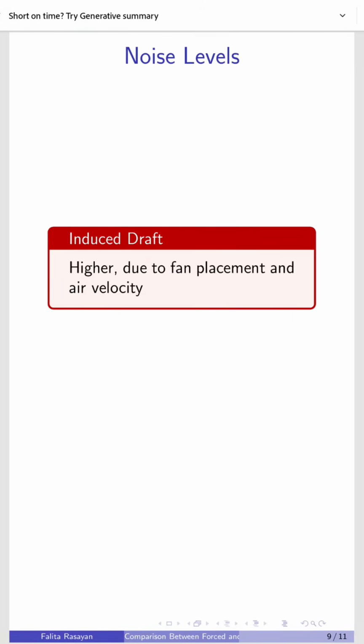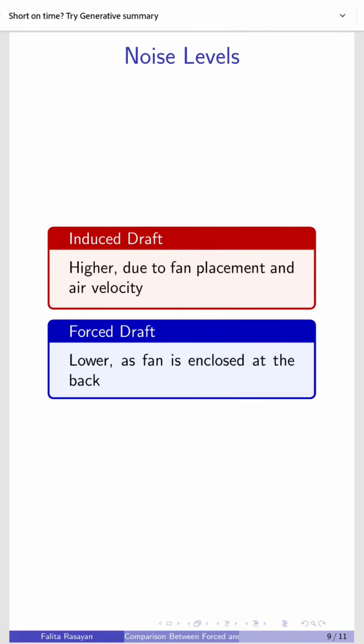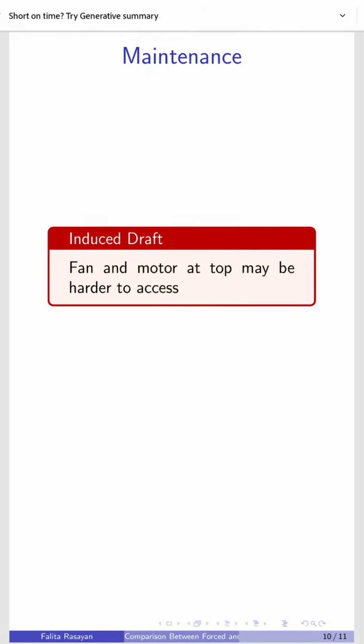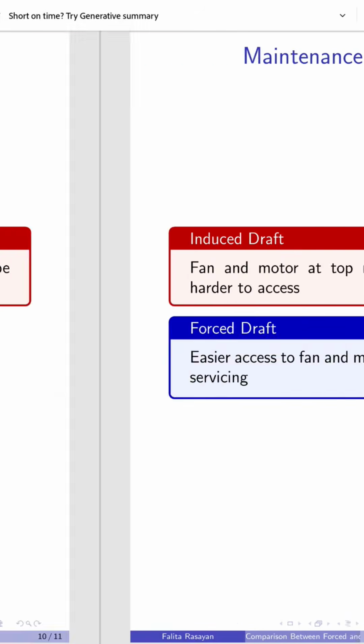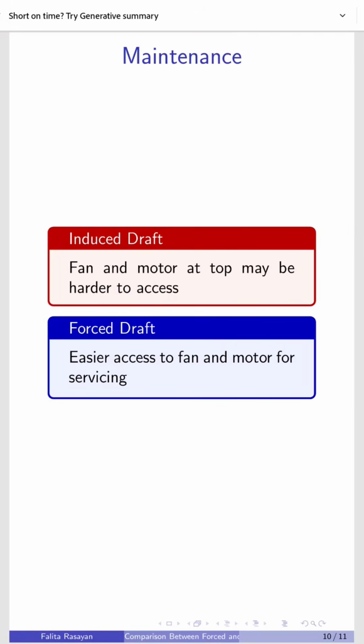The noise level is higher as the fan is open and it is mounted at the top, while the fan is enclosed for forced draft, so the noise is lower. The maintenance is a bit harder as the fan and motor are at the top of the tower, while for forced draft the fan and motor are at the bottom, so easier to access and service.